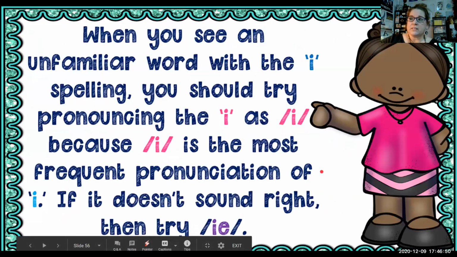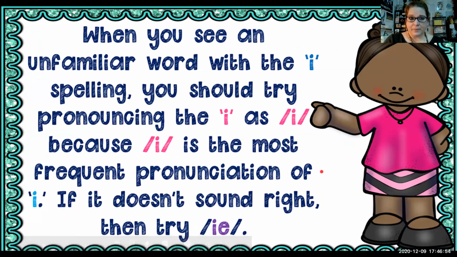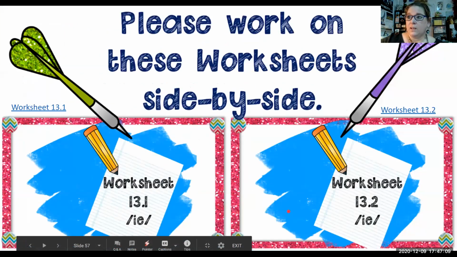All right, so when you see an unfamiliar word with the I spelling, you should try pronouncing the I as the long I because long I is the most frequent pronunciation of the letter I. If it doesn't sound right, then try the short I sound. Okay, so we did this the other day. We're going to do it again.